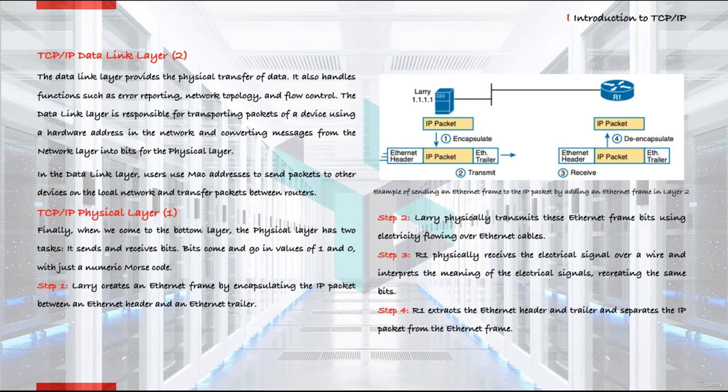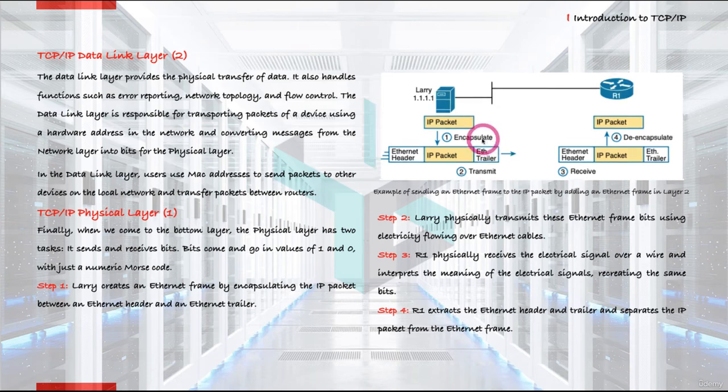Finally, when we come to the lowest layer, the physical layer has two tasks, sending and receiving bits. The bits come and go only in a numerical Morse code with the value of 1 and 0. When we look at the figure here, in the first step, Larry creates the Ethernet frame by encapsulating the IP packet between an Ethernet header and the trailer.